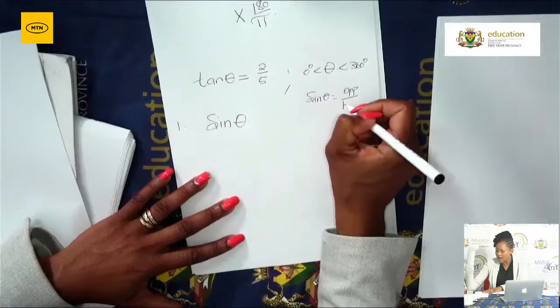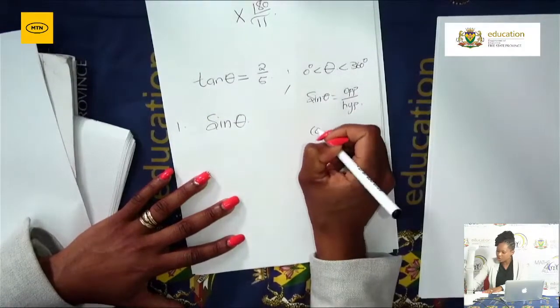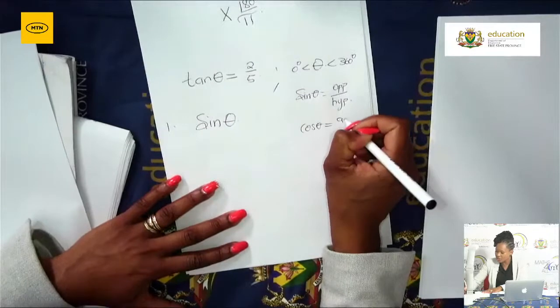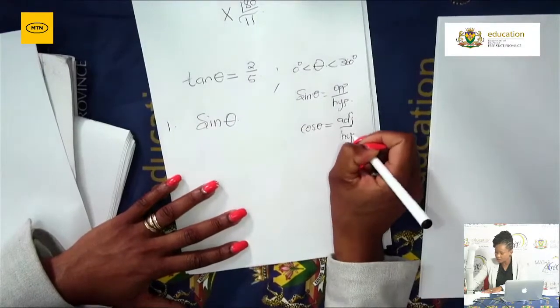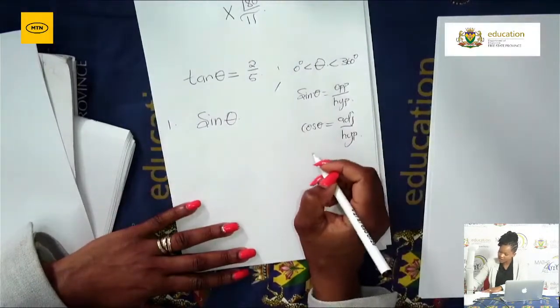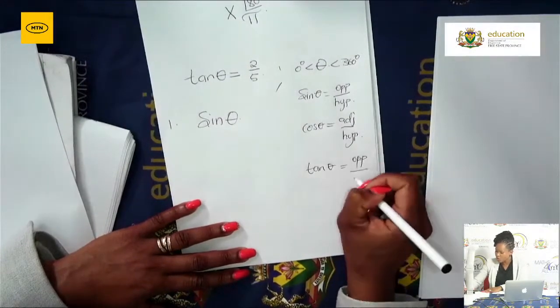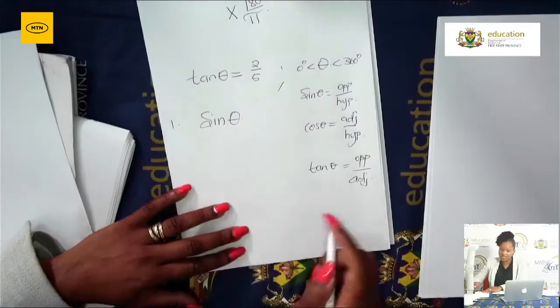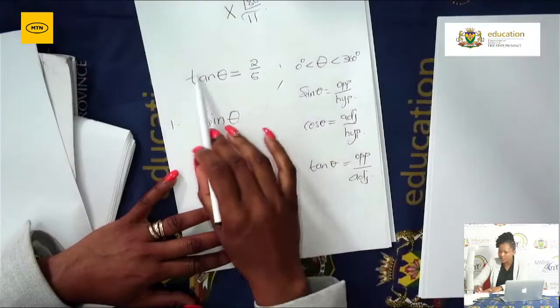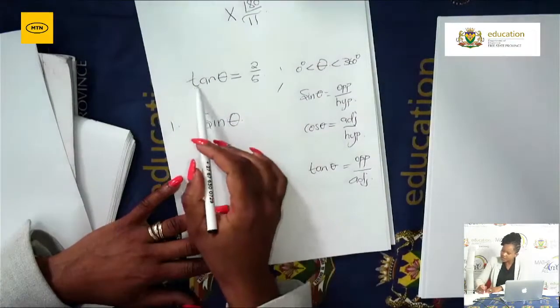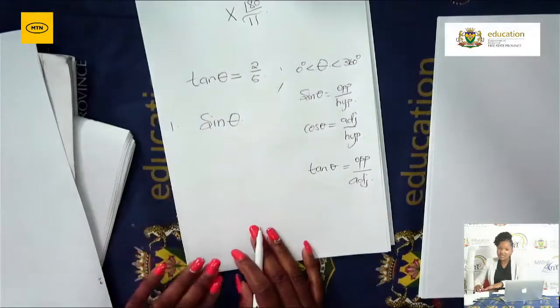Sine theta is opposite over hypotenuse. Cos theta is equal to adjacent over hypotenuse. This is very important. And then tan theta is equal to opposite over adjacent. This you must remember whenever you approach this question. If it's not given in this form, it can be in a diagram form.